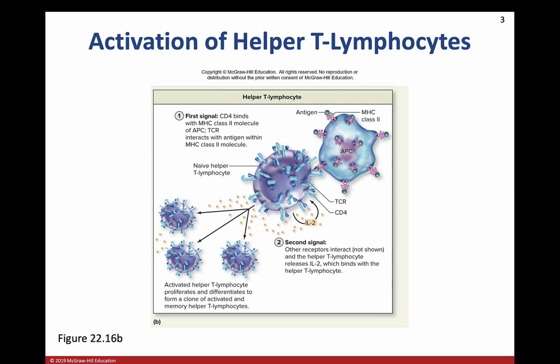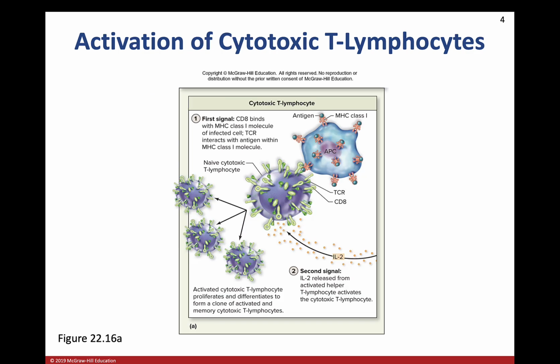Now, there also is a second signal, and other receptors interact. This is not shown in this image, and the helper T lymphocyte releases a number of interleukins which bind with the helper T lymphocyte. The result of this is an activated helper T lymphocyte that will proliferate and differentiate to form a clone of activated and memory helper T lymphocytes. So here's where we actually see the concept of memory being introduced.